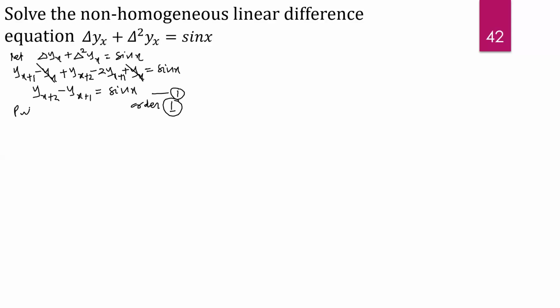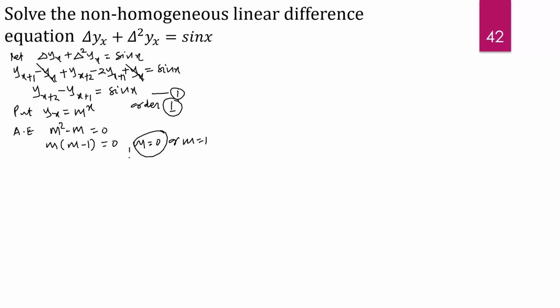We make the substitution y_x is equal to m raised to x, substitute here, and then the auxiliary equation is m squared minus m is equal to 0. That is, m is common, m into (m minus 1) equal to 0. Here m is equal to 0 or m is equal to 1.